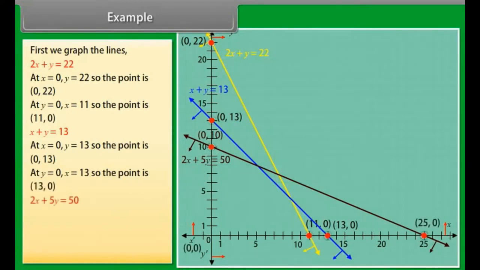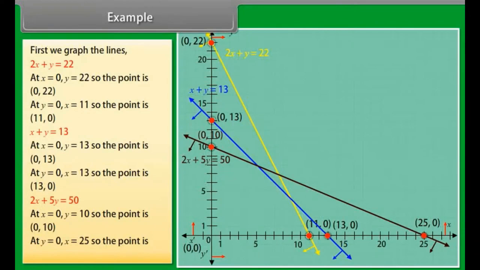2x plus 5y equals 50. At x equals 0, y equals 10. So, the point is 0, 10. At y equals 0, x equals 25. So, the point is 25, 0.